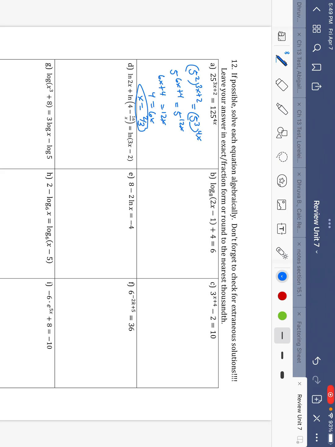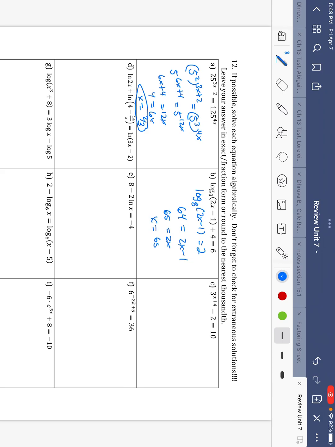All right, letter B. I have logs and I have numbers, so I'm going to write this as an exponent eventually. I have to take away 4 to be able to do that. So log base 8 of 2x minus 1, just cleaning this up. Take away 4, I get 2. So I'm going to write this as an exponent. So 8 squared, that's 64, has to equal 2x minus 1. So I can just add 1 and get 65.